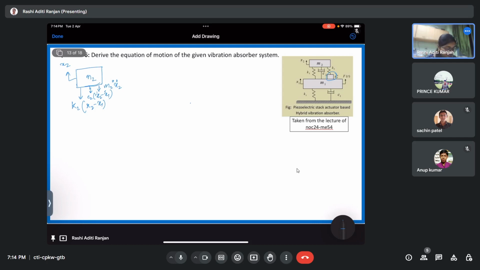Okay, and if I draw, so there is a force. I'll just draw it over here, and I am writing it as Fc, which is my control force. Okay, control force. How am I going to derive it? That I'll tell you. Now if I draw the free body diagram of M1, what is my M1 experiencing? My M1 is going upward, so it will experience a force K1.